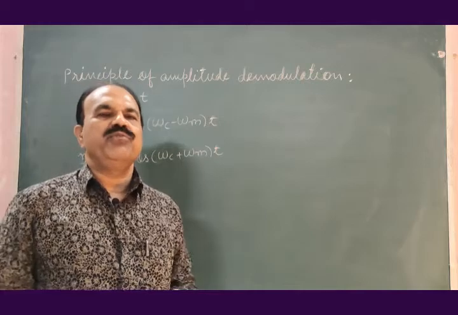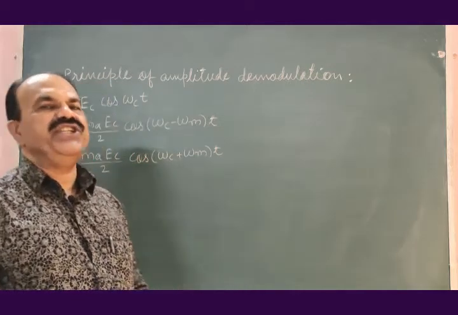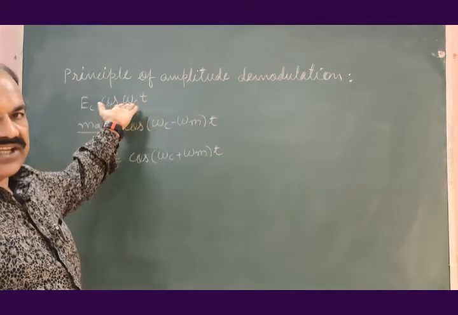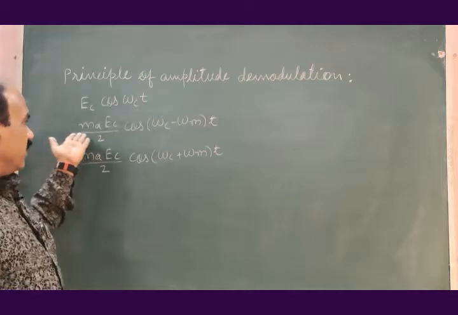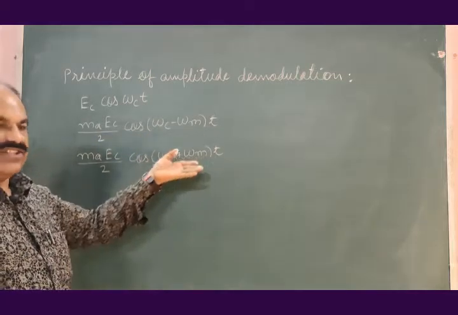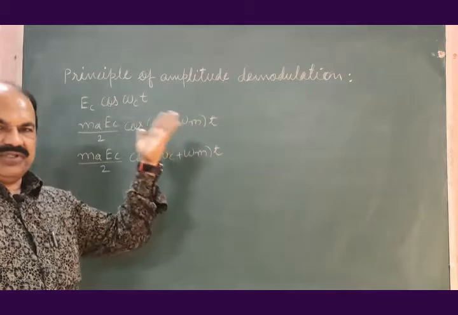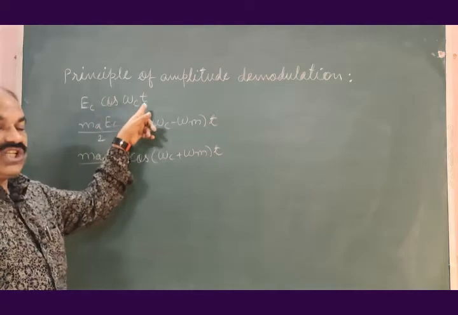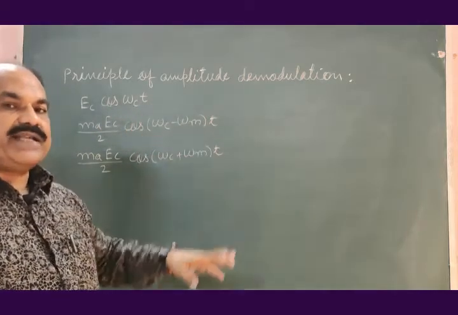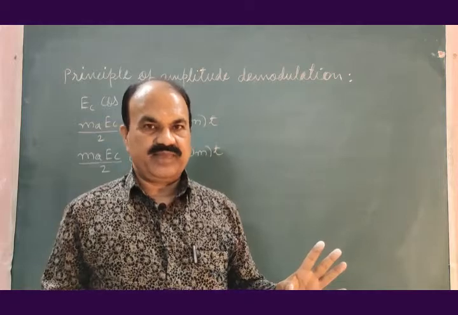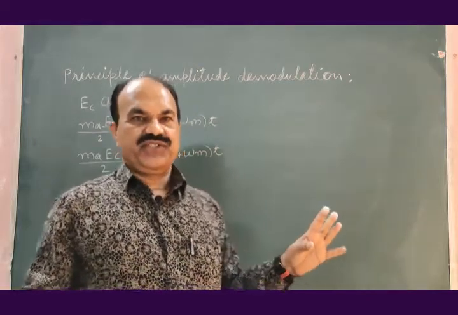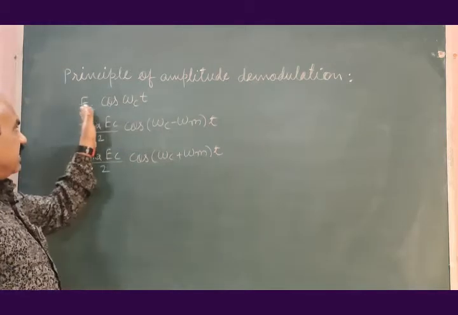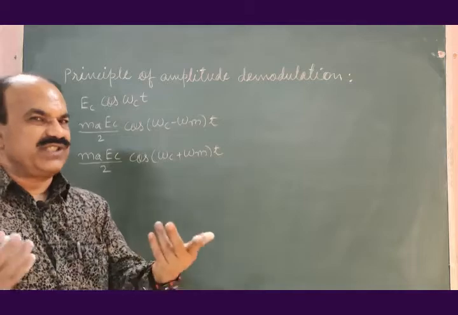The expression for amplitude modulated voltage has three terms: the original carrier frequency term, the lower sideband frequency term, and the upper sideband frequency term. The original carrier frequency term has no information. It has no intelligence. So at the receiving end, for the receiving system, Ec cos omega c t is not important.